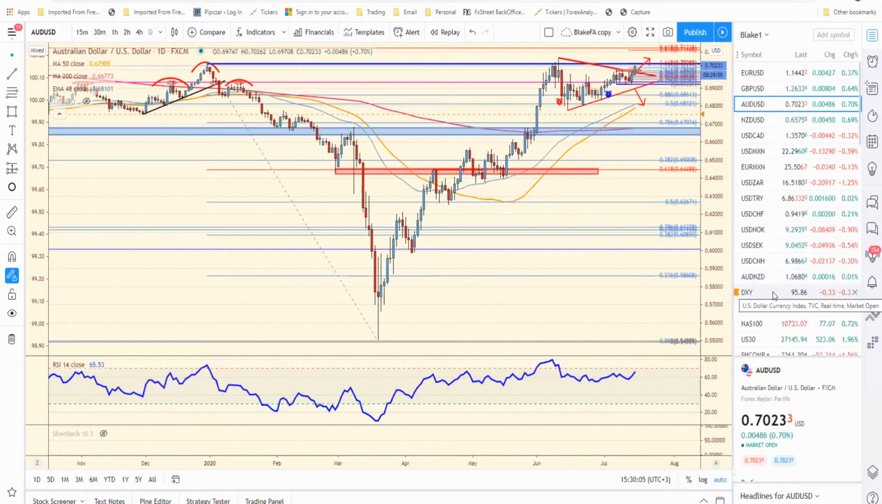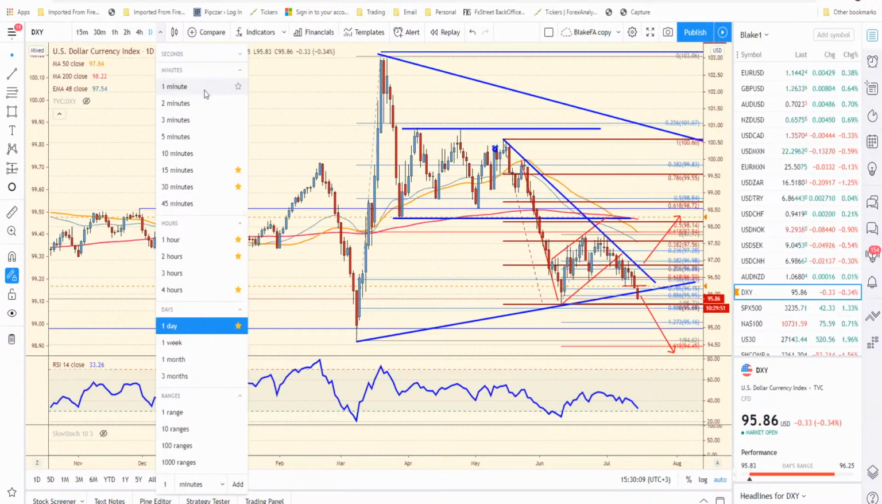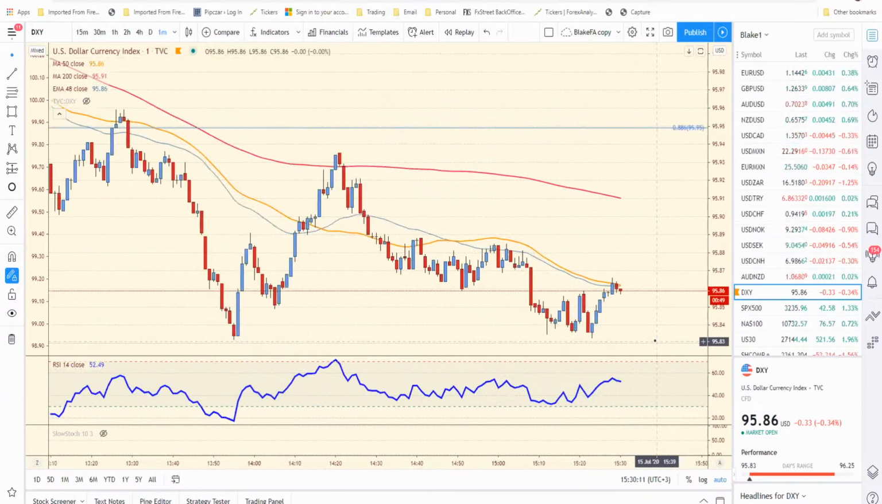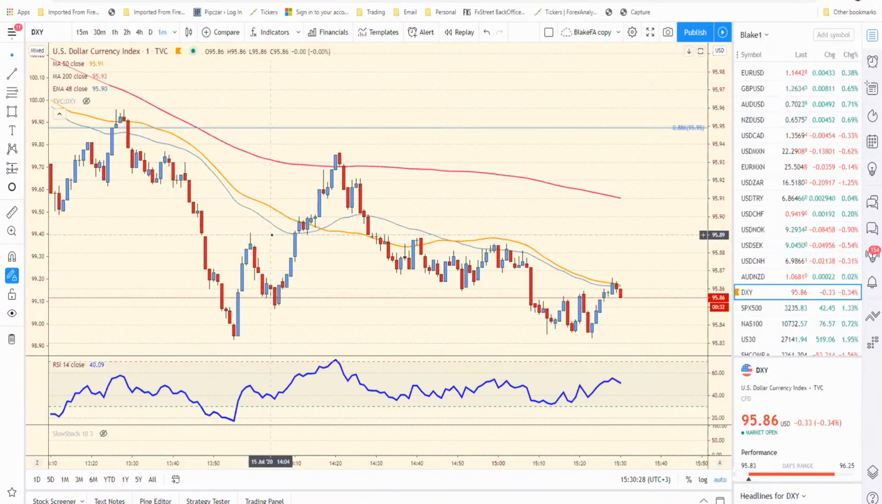Better New York Fed numbers, 17.2 versus 10 expected, and Canadian manufacturing also somewhat better, 10.7 versus 9.5 expected. So better manufacturing numbers, both from the US New York Fed and Canada. Got it. Okay. Well, the dollar isn't reacting much.